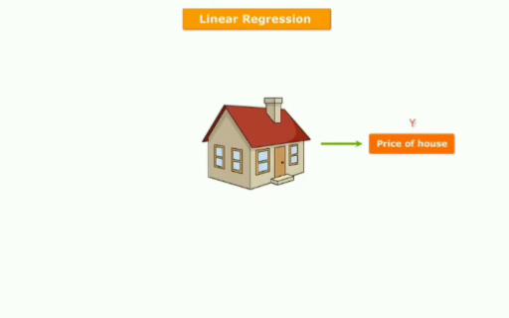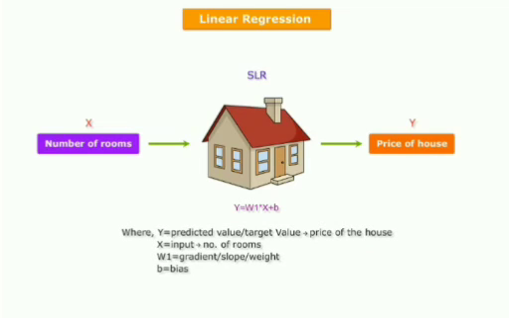For example, if the price of the house depends only on the number of rooms, then it is an SLR with x equal to number of rooms and y equal to price. In such a case, the relationship can take a form like y is equal to w1 multiplied by x plus b. The equation is the same as that of a straight line, y is equal to mx plus c, where y is the predicted value or target value, that is price of the house, x is the input, that is number of rooms, w1 is the gradient or slope or weight, and b is the bias.